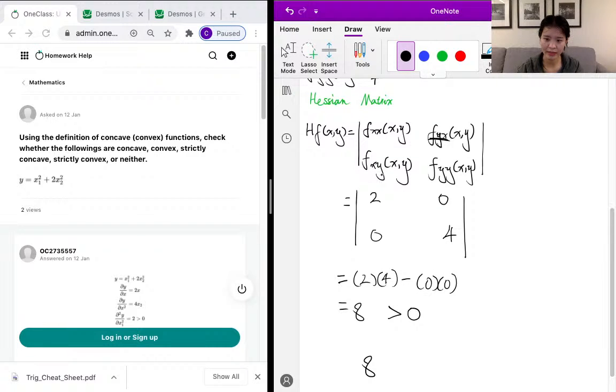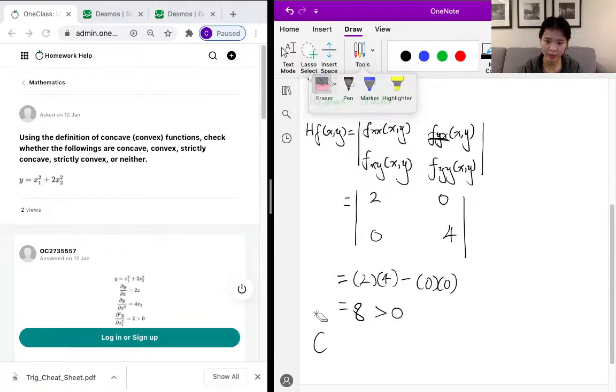But basically, the answer is 8 strictly larger than 0. Since 8 is strictly larger than 0 for the Hessian matrix of our function, then we know that this function is concave up. So let's say this function is concave up.